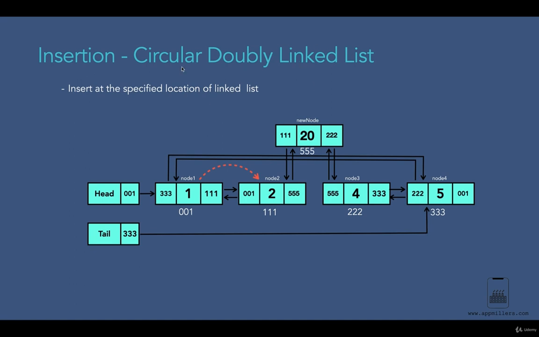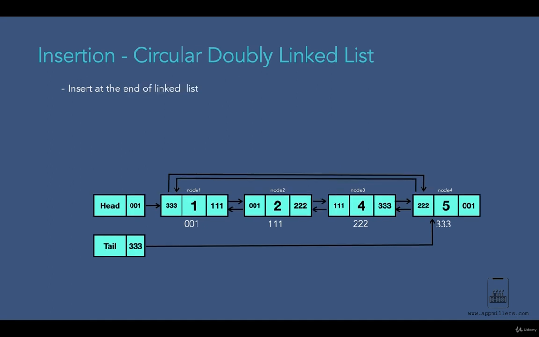Now the last case is we are going to insert a new node at the end of CircularDoublyLinkedList. Here also the first thing that we are going to do is create a new node and assign a value to it. Here our node's value is 20, and the physical location of this node in the memory is 444. Now the next thing that we are going to do is update the next and previous reference of this new node.